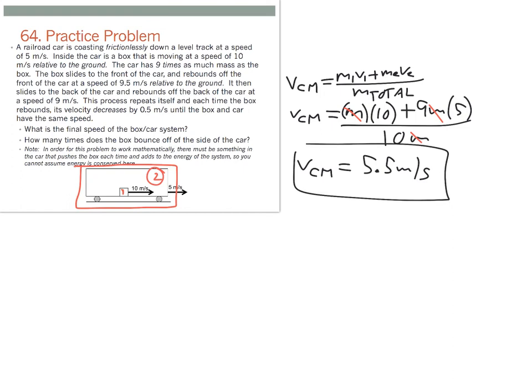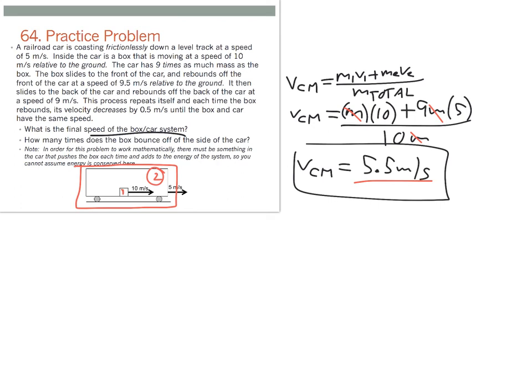So what is the final speed of the boxcar system? It's just going to be 5.5 meters per second, because I know that the velocity of the center of mass of the system can't change. So when the box finally comes to rest within the car, or traveling at the same speed as the car, I should say, they both are going to be traveling at 5.5 meters per second.